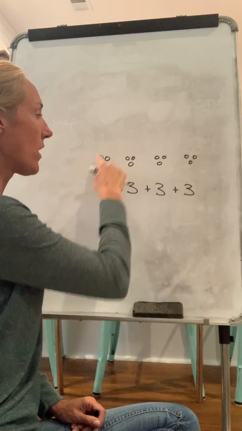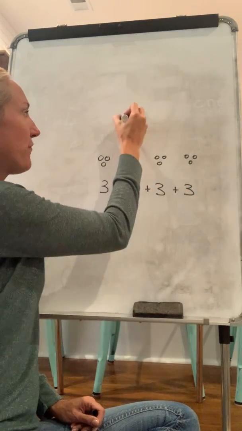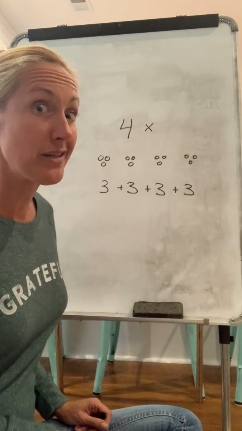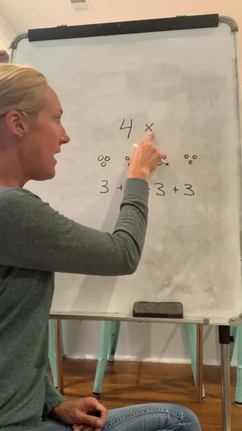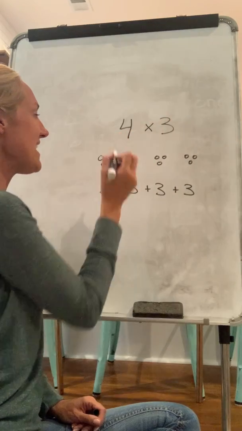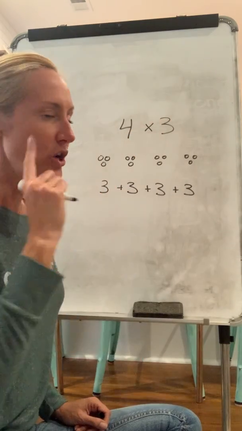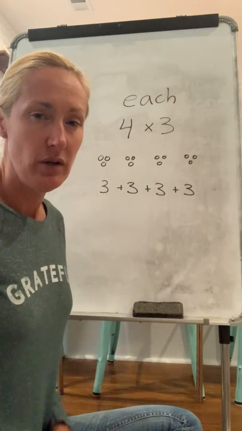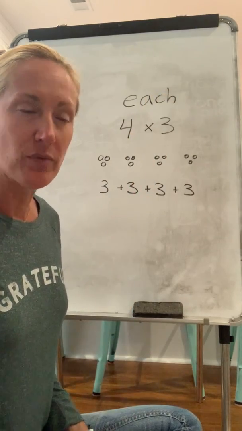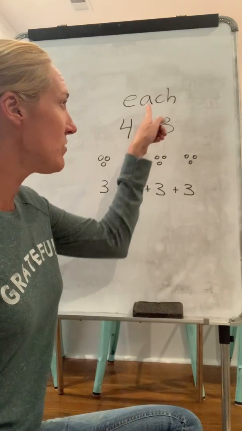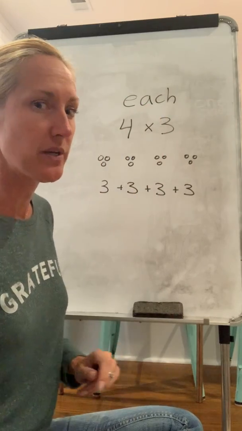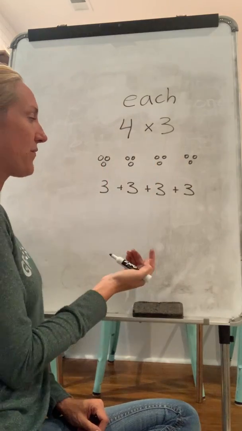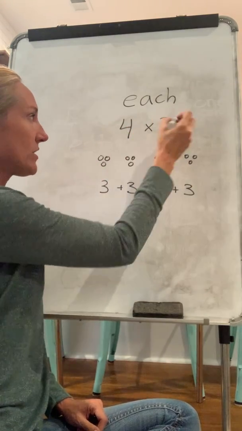I have 4 threes. So I have 4 groups of, when I see a multiplication sign, I usually say of. 4 groups of 3. There are 3 in each group. And that word each is usually a signal when you're looking at a word problem or you're trying to solve a real world problem. If there's something with each in it, that's probably multiplication. And I'll show you how, again, that in a moment. But we have 4 groups of 3. So that's 4 times 3.